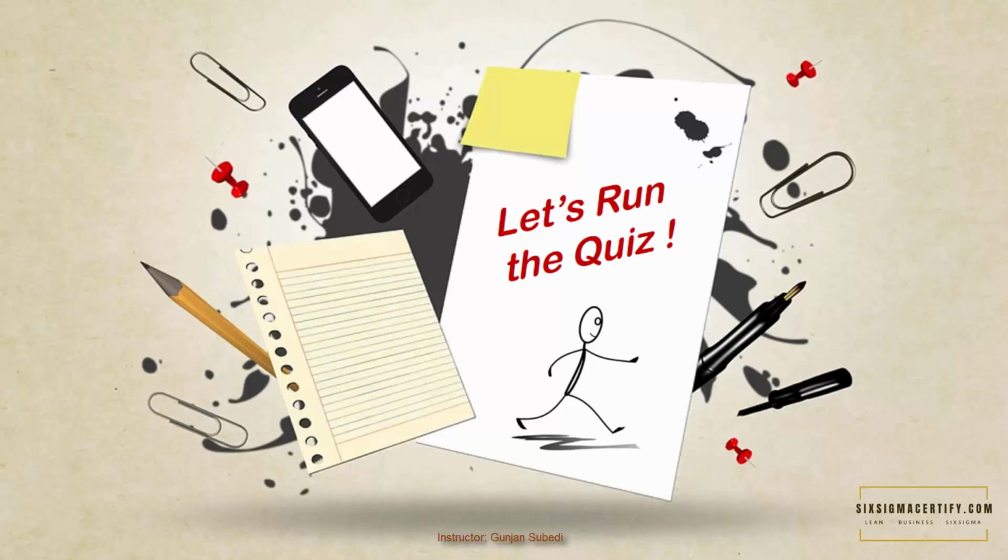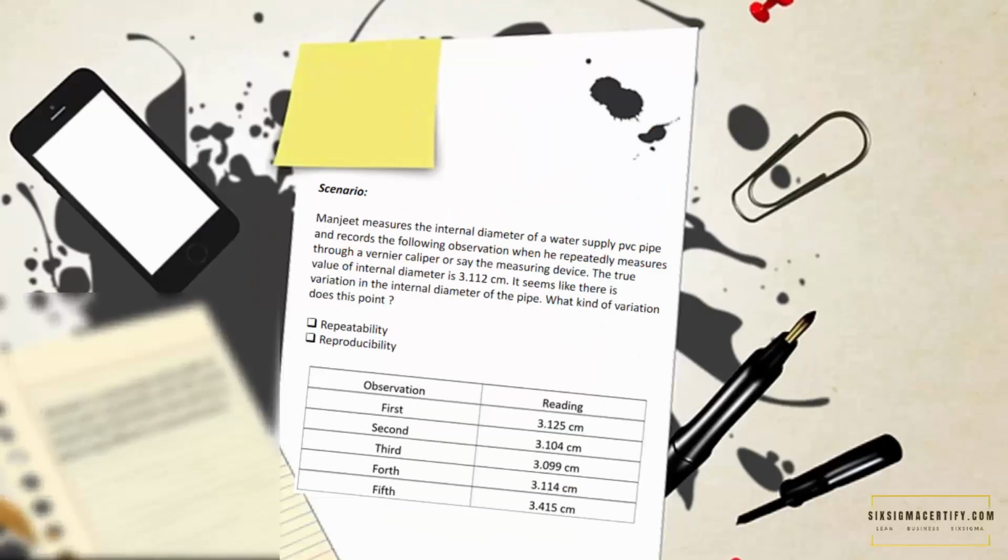Let's run the quiz. Manjit measures the internal diameter of a water supply PVC pipe and records the following observation when he repeatedly measures the pipe through a vernier caliper, or say the measuring device. The true value of the internal diameter, suppose, is 3.112 cm. The reading is shown here. So it seems like there is variation in the internal diameter of the pipe. So what kind of variation does this point us to? Is it variation due to repeatability or is it due to reproducibility?